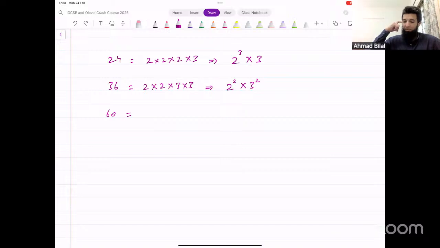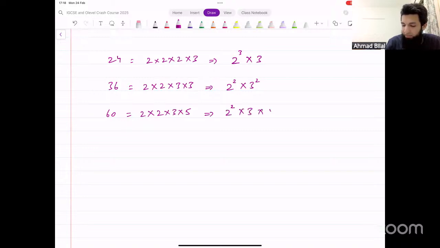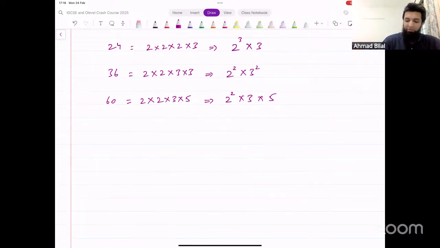4 times 9. Yeah, so that works. For 60, we can say 2 times 2 times 3 times 5. And that can be written as 2 squared times 3 times 5. So we have these three numbers. We have their prime factorization. That looks like this. Okay. Now, how do you write down the LCM and HCF? For HCF, you take smaller powers because factor is supposed to be a smaller number. And for LCM, you take the bigger powers.